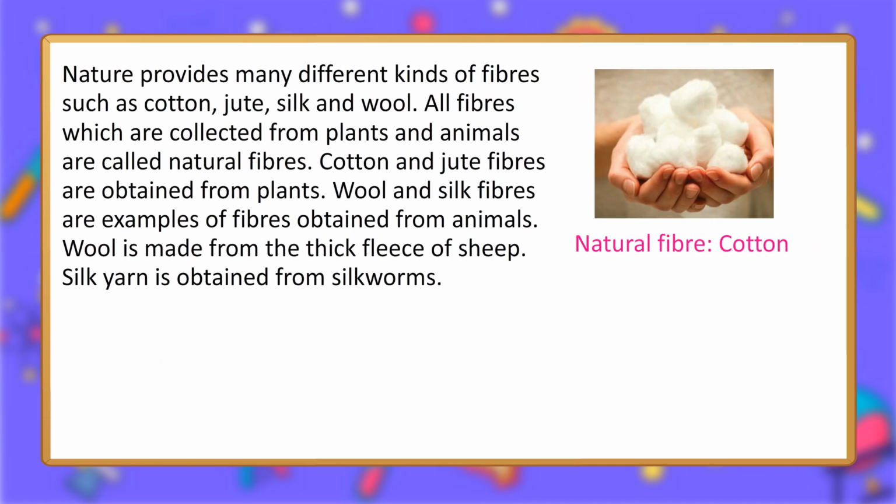Nature provides many different kinds of fibers such as cotton, jute, silk and wool. All fibers which are collected from plants and animals are called natural fibers. Cotton and jute fibers are obtained from plants. Wool and silk fibers are examples of fibers obtained from animals. Wool is made from the thick fleece of sheep. Silk yarn is obtained from silkworms.